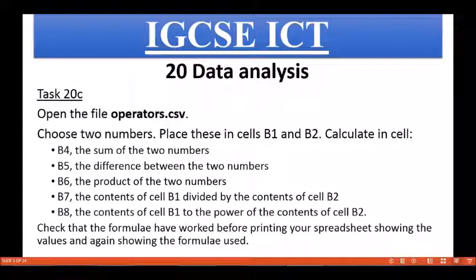In cell B5 the difference between the two numbers. Cell B6 the product of the two numbers. Cell B7 the contents of cell B1 divided by the contents of cell B2. Cell B8 the contents of cell B1 to the power of the content of cell B2.